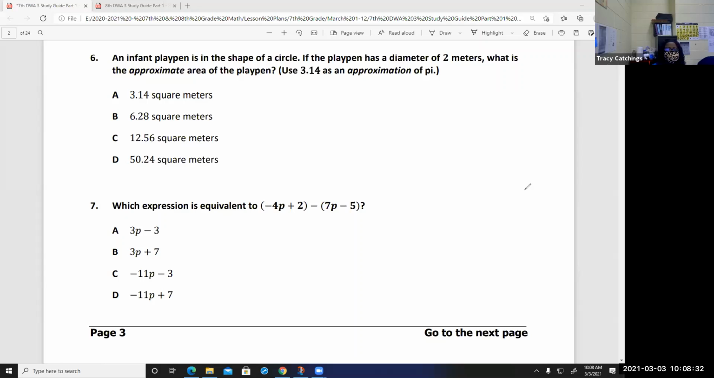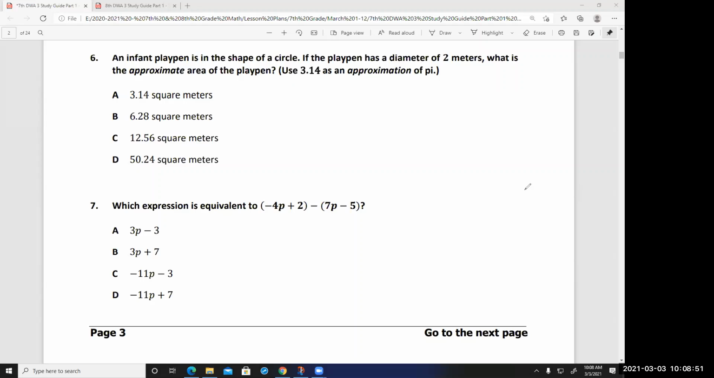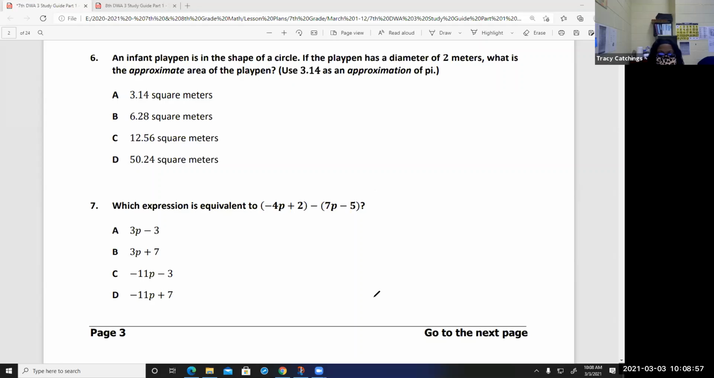What is the approximate area of the playground? Use 3.14 as the approximation of pi. Somebody tell us something. Combine like terms. Come up, Destiny.